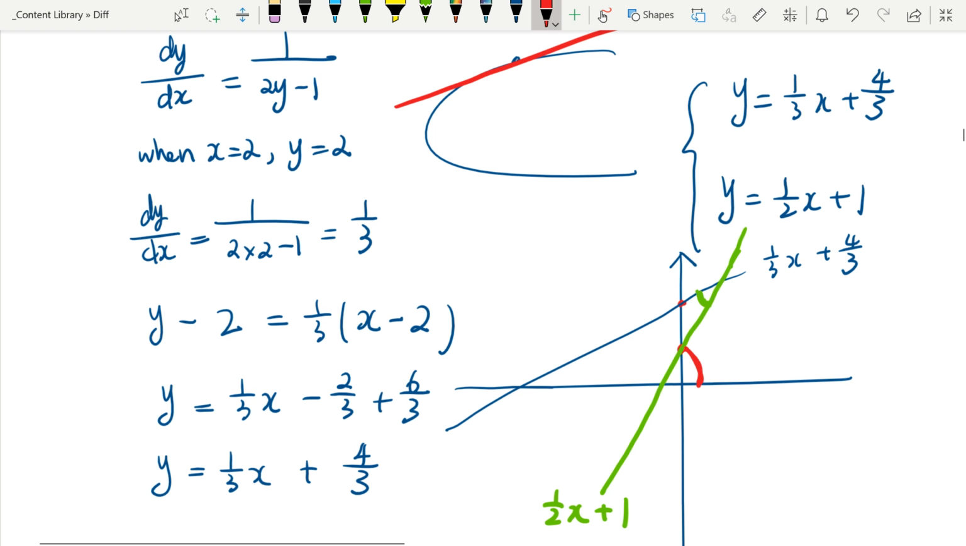What does the gradient mean in a linear? Arctan of a half. And how about this angle? Arctan of a third. Tan theta equals the gradient. Everyone remember? Tan theta equals the gradient. So you take tan inverse of the gradient and that should give you the angle. So for a linear, tan theta equals the gradient.